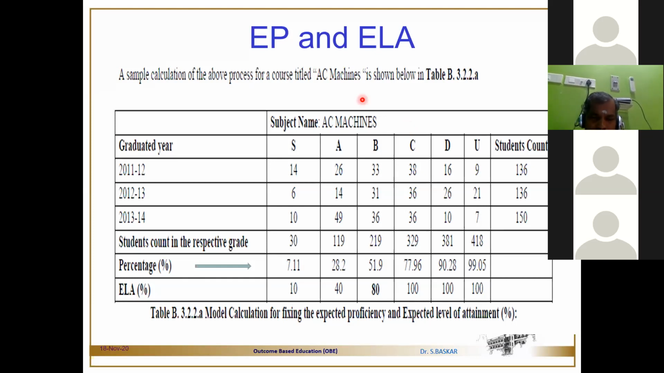I will share my PPTs also with you. It's a methodology adopted in our institution. With confidence I can share. It is not taken from any literature. We don't have any document for this purpose. It is our own experience in implementing OBE.